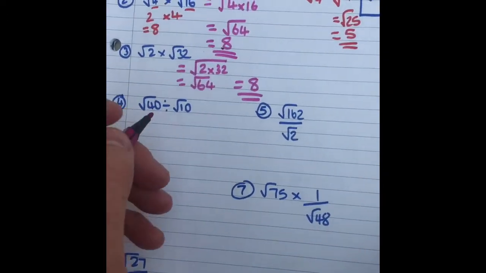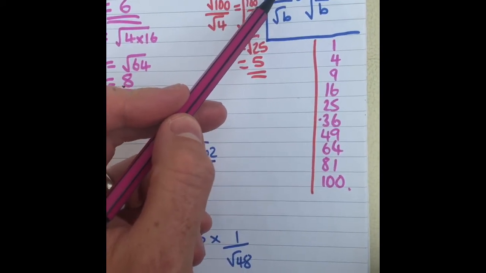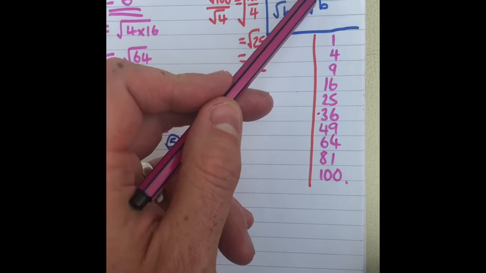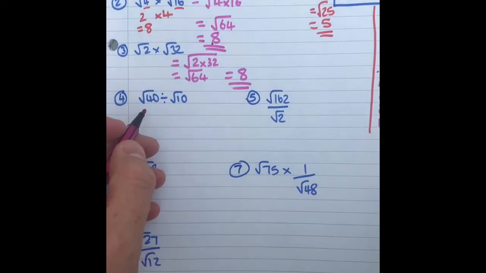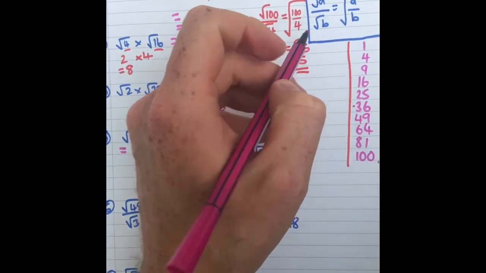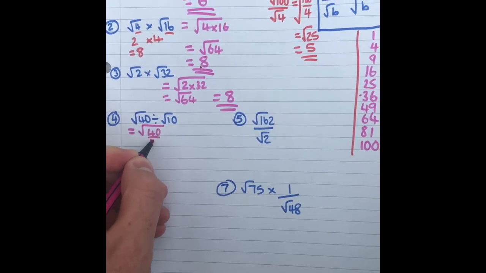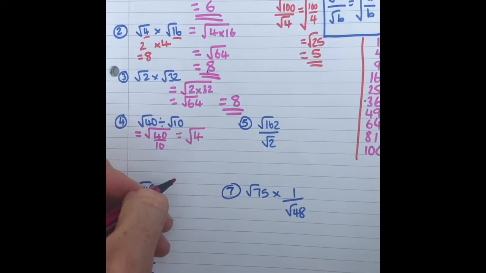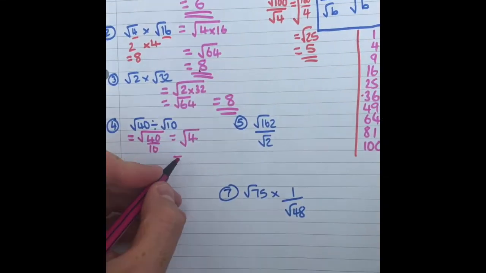The first one, root 40 divided by root 10. So what do we say up here? The rule is the square root of a number divided by the square root of another number is the same as the square root of the two numbers on top of each other. So using the rules for surds and division, that's the same as the square root of 40 over 10. Well, 40 over 10 is 4. And do we know what the square root of 4 is? It's a square number, the second square number, so that is just 2.